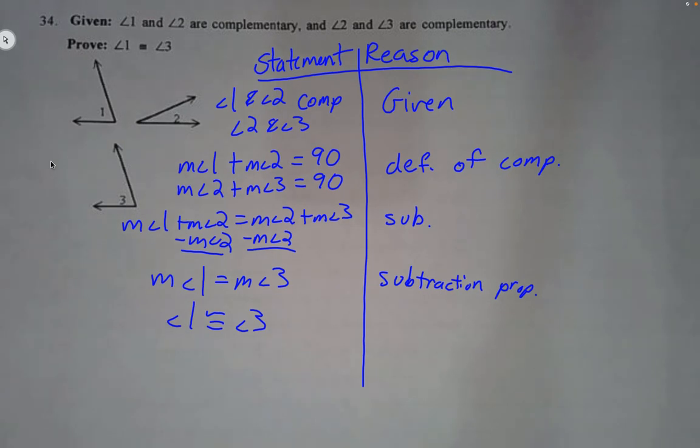Just 1 and 3. Is there a property for the last one? I mean, you could. I just rewrote it because in a paragraph proof they didn't explain that in the last paragraph proof. They just rewrote it. It's basically the same thing. So I'm good with that.